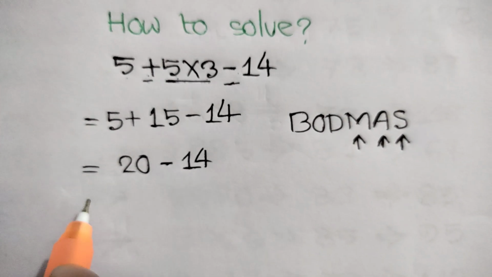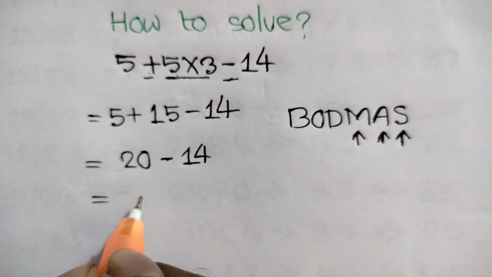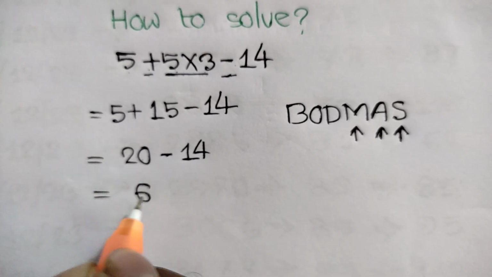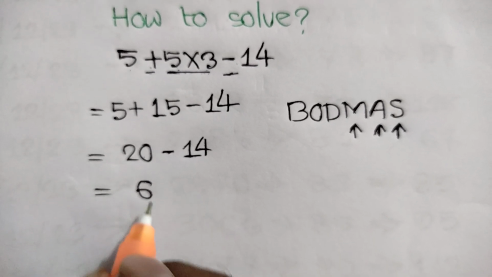subtraction. So 20 minus 14 is 6. So 6 is the answer.